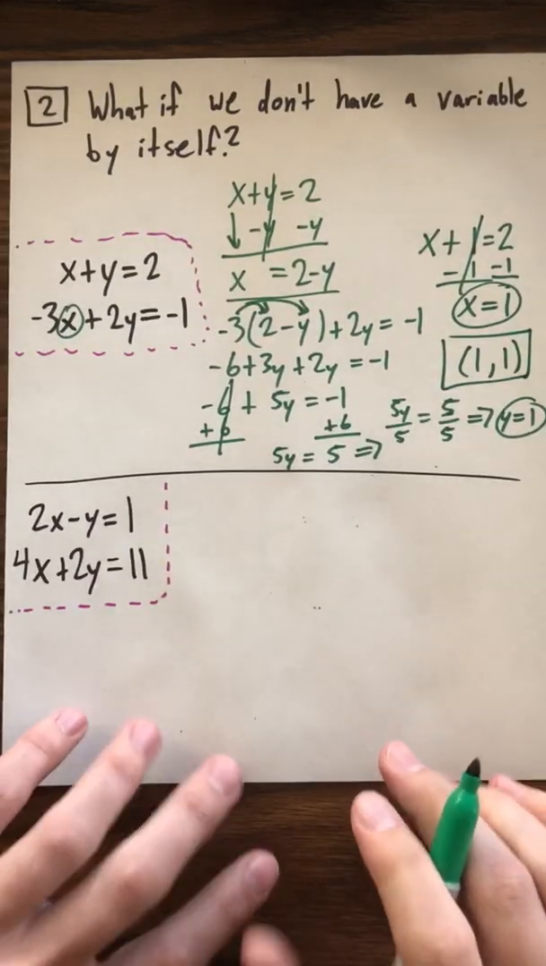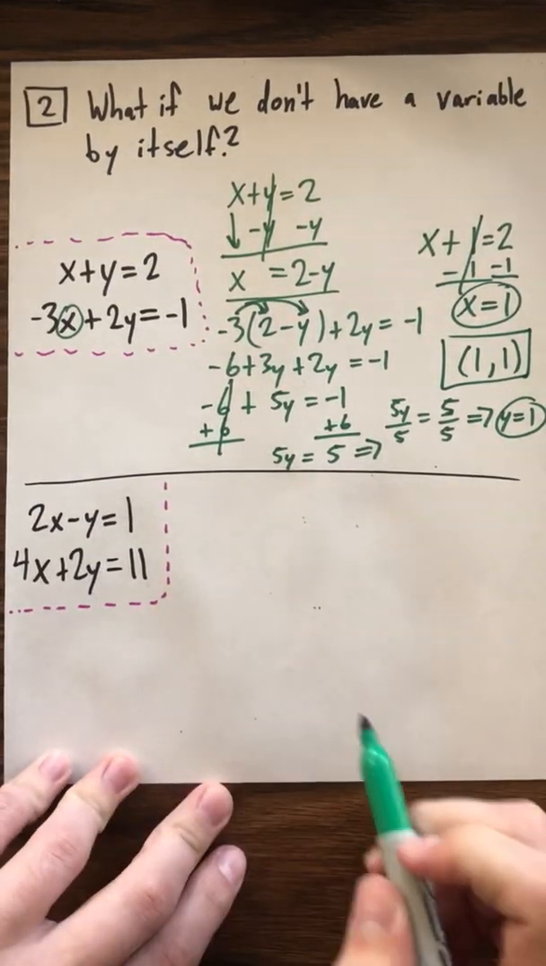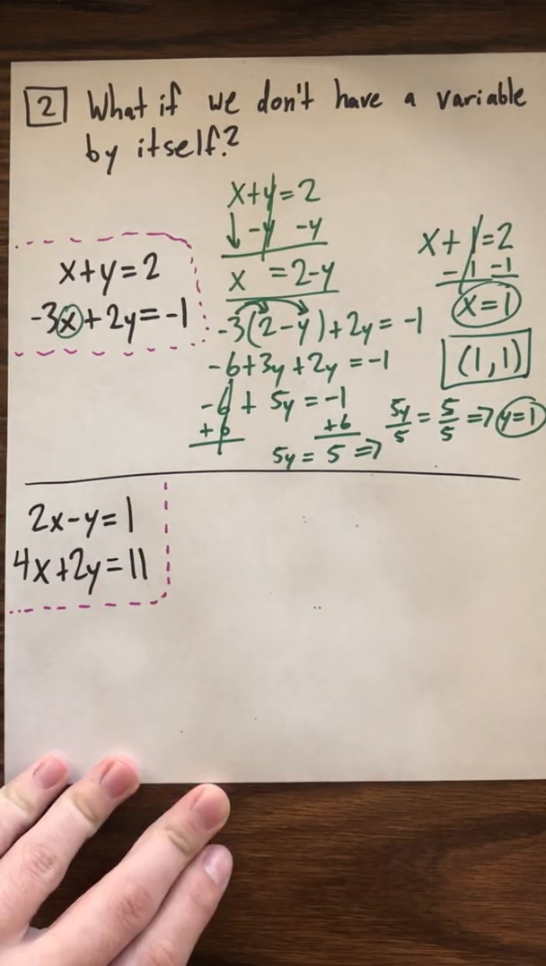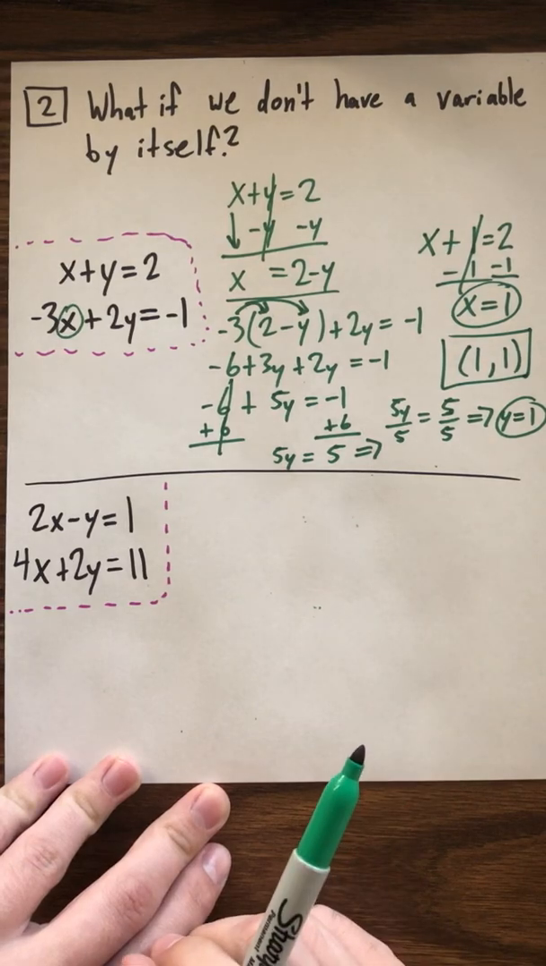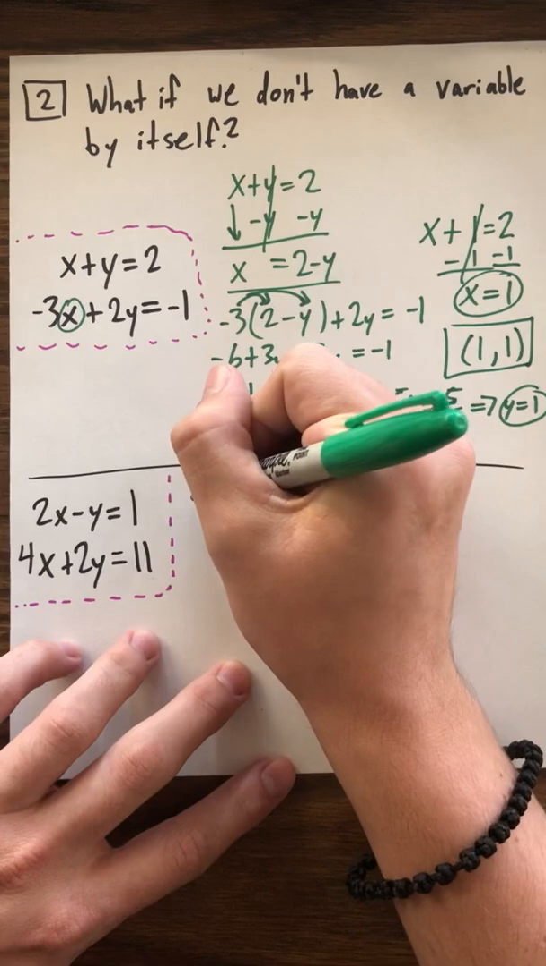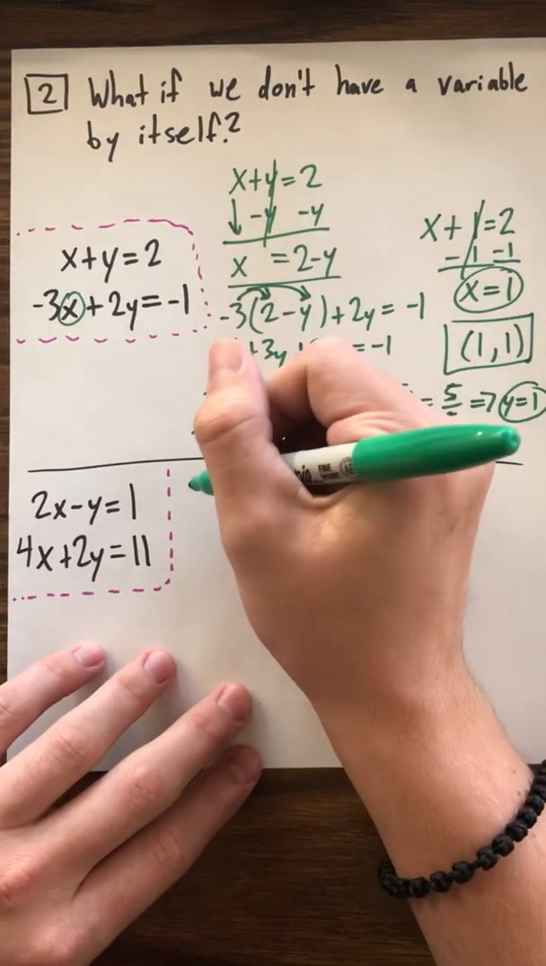So go ahead and use the same method in the second one to try and get one variable by itself from either equation and then solve for the point of intersection. Okay, all right, now we're coming back and we're gonna solve this together. So you can do this a number of ways, but the way I'm gonna do it is like this.